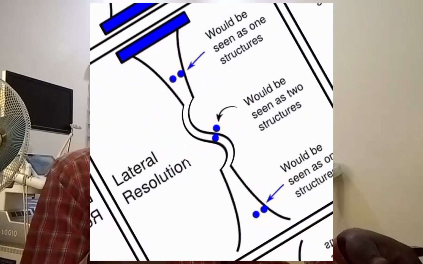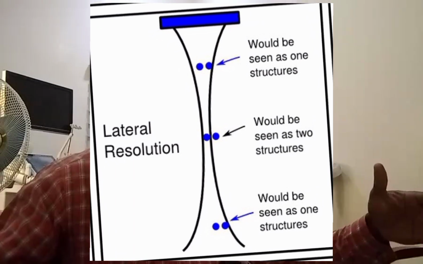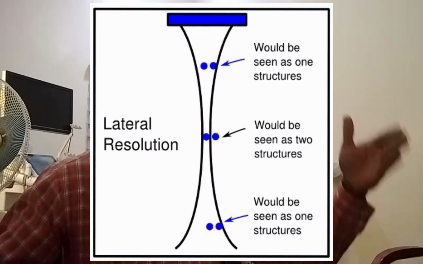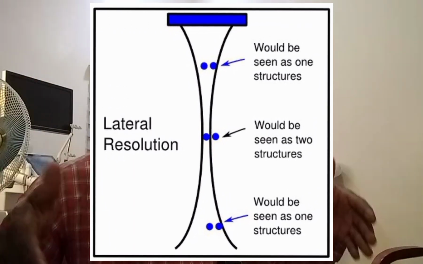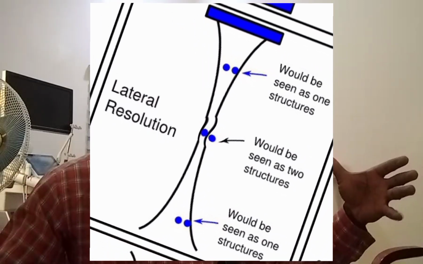So let's look at lateral resolution. This is the ability to separate interfaces that lie across the beam axis, that is one beside the other. It is the minimum distance that two side-by-side structures can be separated and still produce distinct echoes.